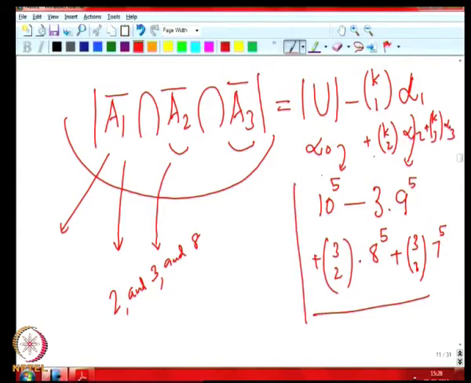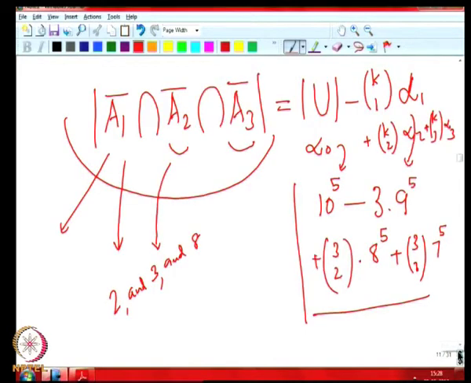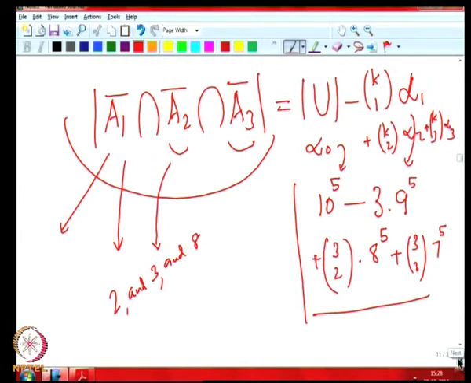So, there is a method to find this one. We have used inclusion exclusion to solve this. Okay, so now what we do is look at the next problem.